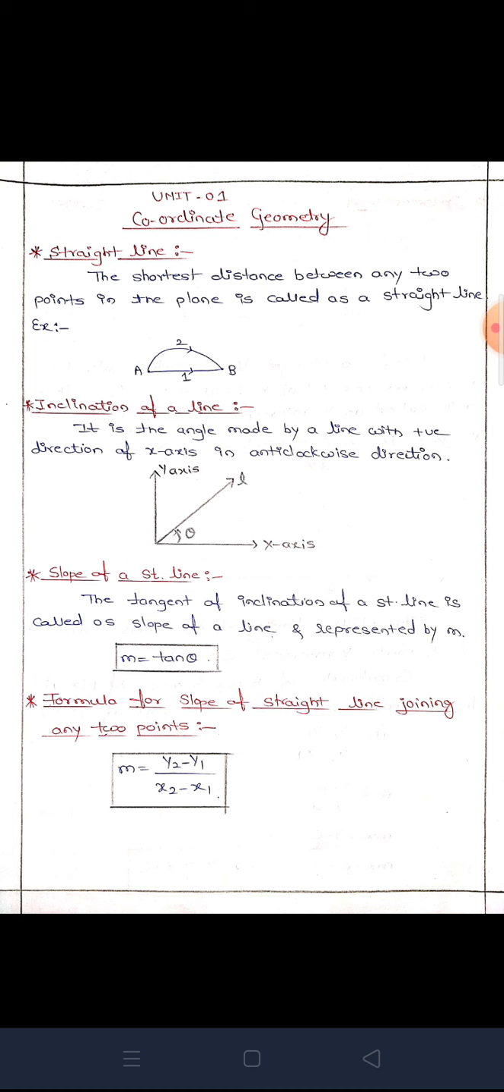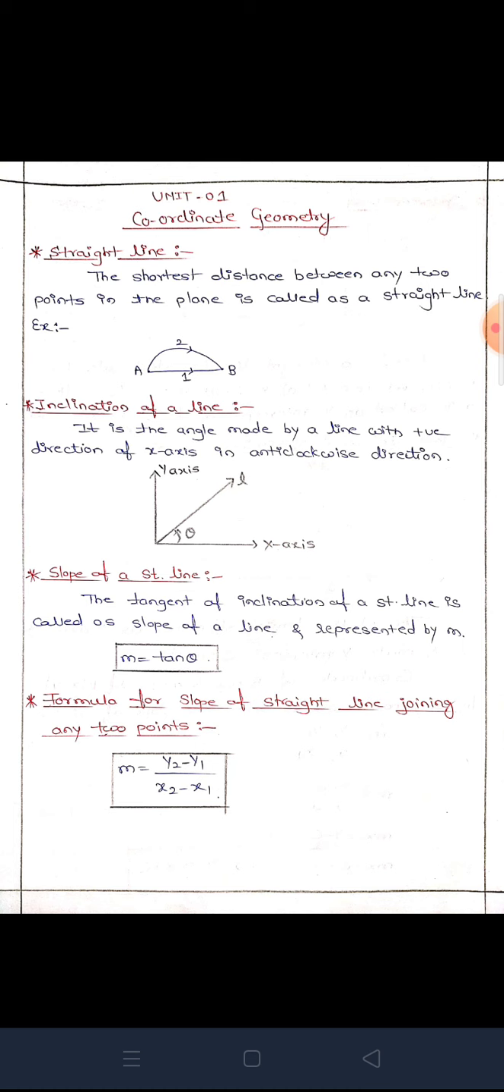Then inclination of a line. Okay, now I have given the graph with x and y axis, right? And from the origin you have one line L. It is the angle made by the line with the positive direction of the x axis in the anti-clockwise direction. So I have denoted it as theta, right? To the x axis and L I have made the angle theta, that is nothing but the angle of inclination.